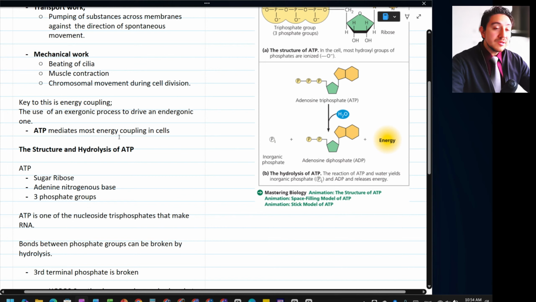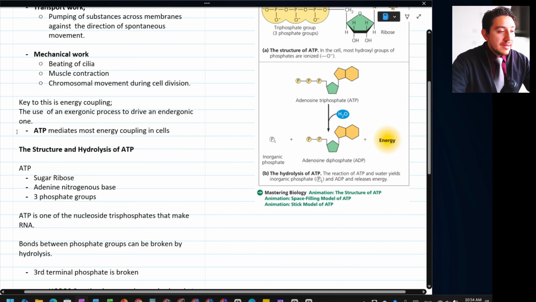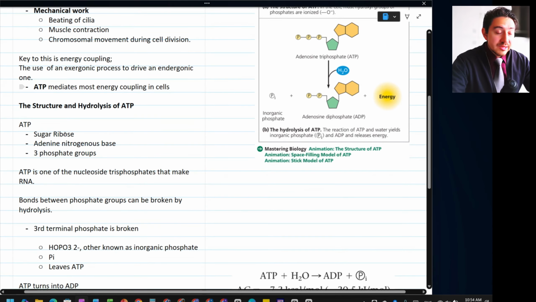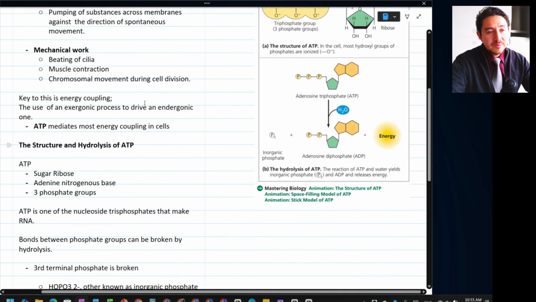And it's the use of an exergonic process to drive an endergonic reaction. Okay, using an exergonic reaction to drive an endergonic reaction. And what drives this is usually ATP. Okay, ATP mediates most energy couplings in cells. So we need to dive into ATP a little bit more.